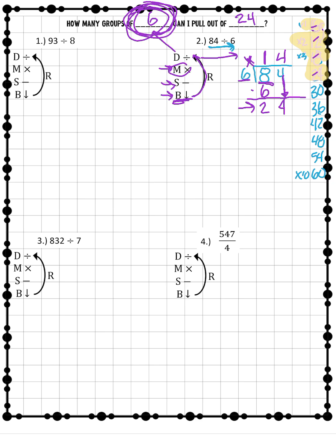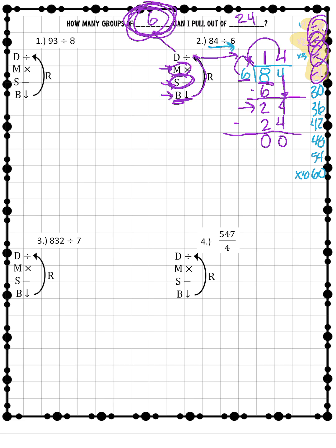Then my mom multiply. 4 times 6 is 24. If you don't know, you can go ahead and check your multiples here. 1, 2, 3, 4 gets me to 24. Then I'm going to sister subtract. 24 minus 24 is 0.